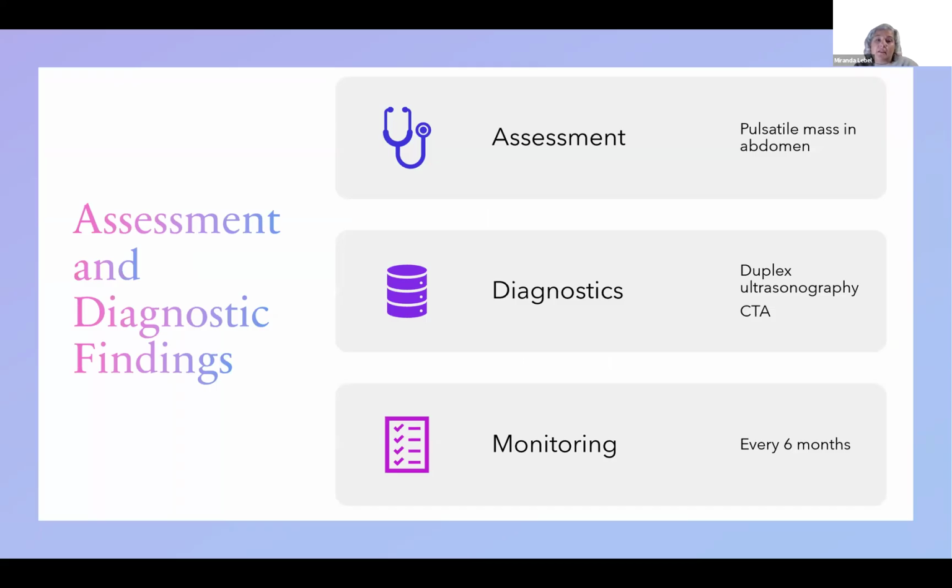So here we're gonna assess for that pulsatile mass in the abdomen. We're going to do a duplex ultrasonography and a CTA. And we are going to monitor this patient every 6 months to make sure it's not getting worse.